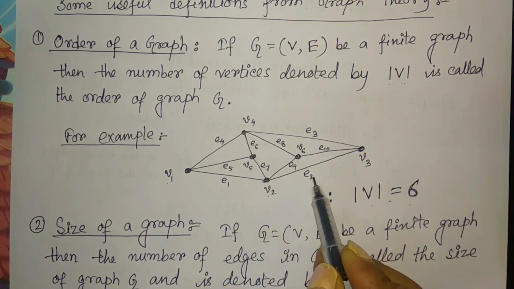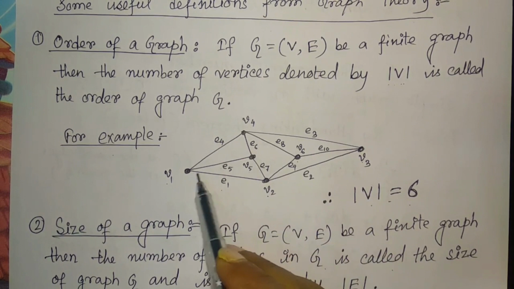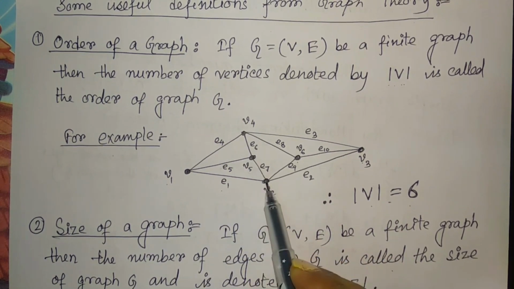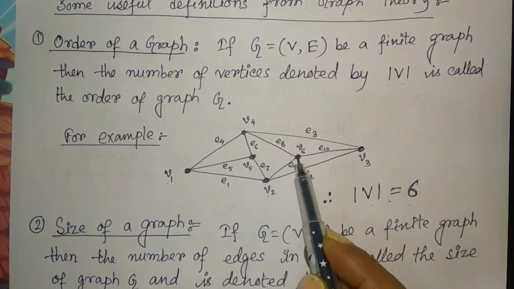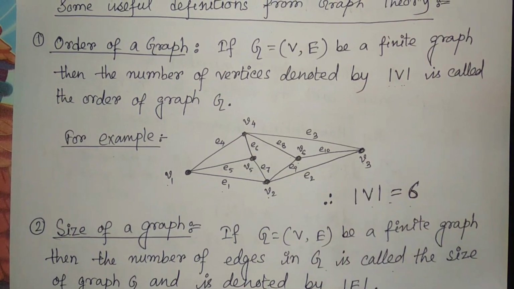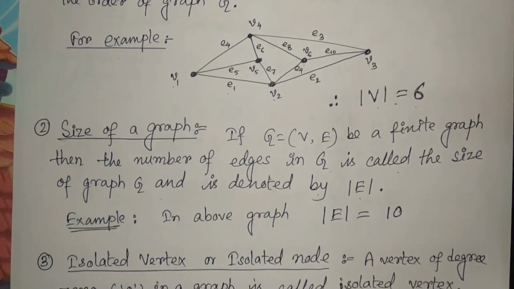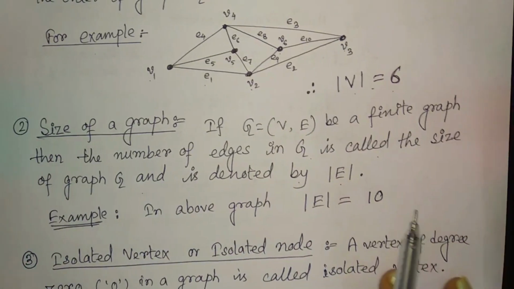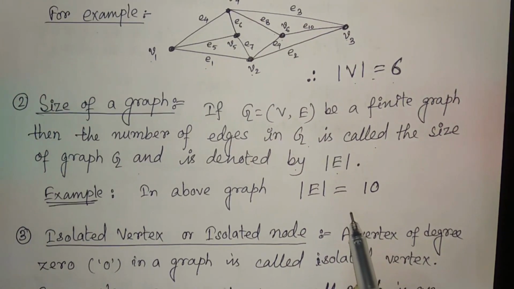Look, E1, E2, E3, E4, E5, E6, E7, E8, E9 and E10. So a total of 10 edges are there. So the size of the graph is 10.